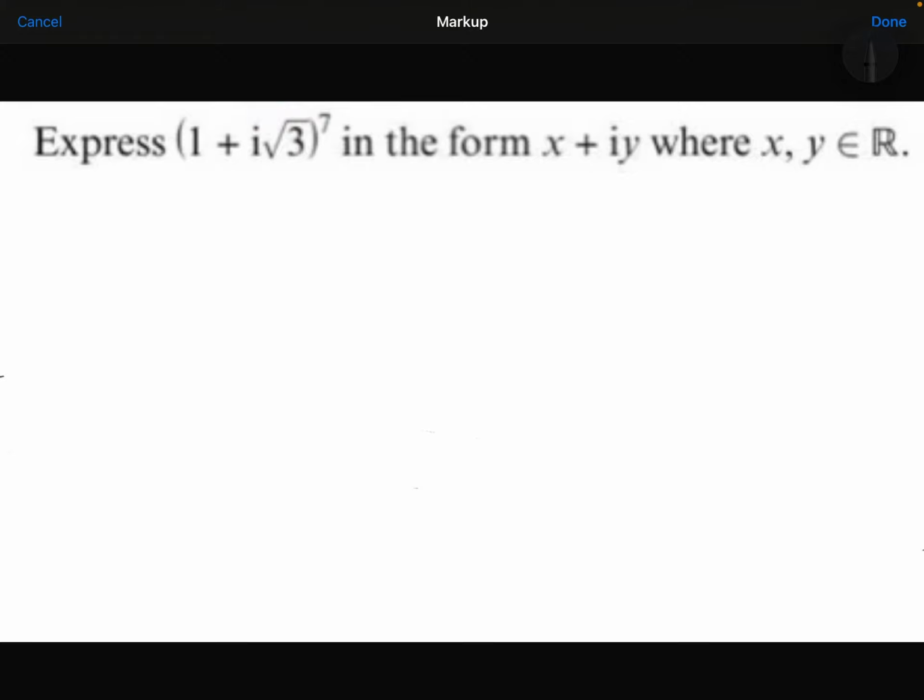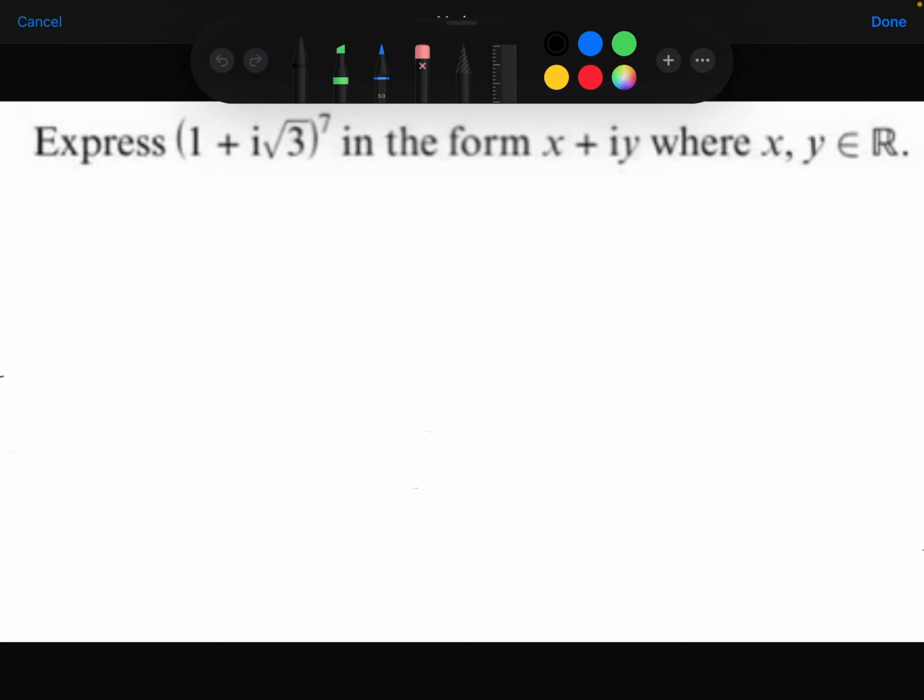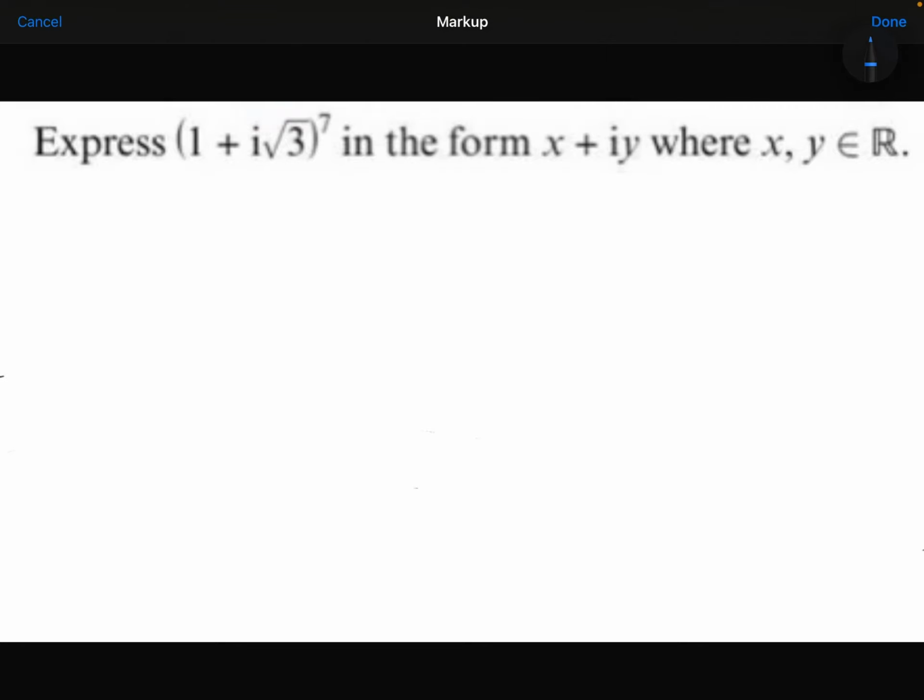Okay, next we need to express 1 plus i root 3 to the power 7 in the form of x plus iy. So, in order for me to use de Moivre's theorem, I'd like to be able to write this in modulus argument form or exponential form, either way. So I need to work out the modulus and the argument of this number. So let me draw a little sketch. So 1 plus i root 3 is here.